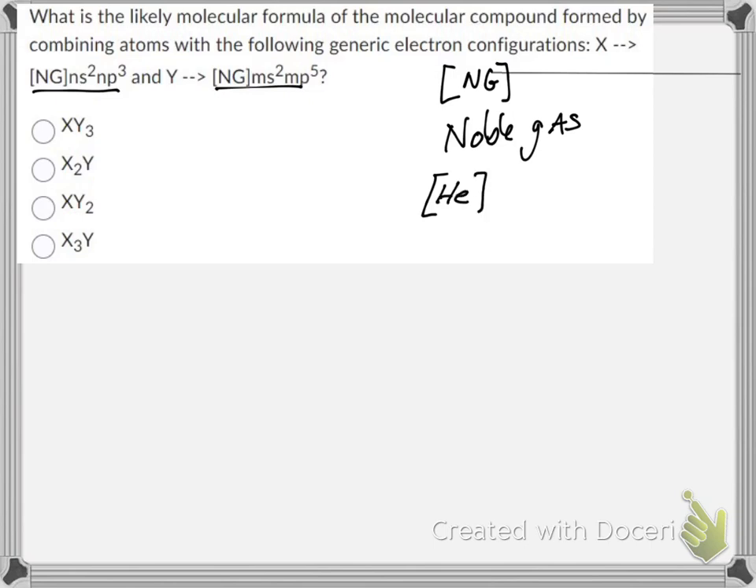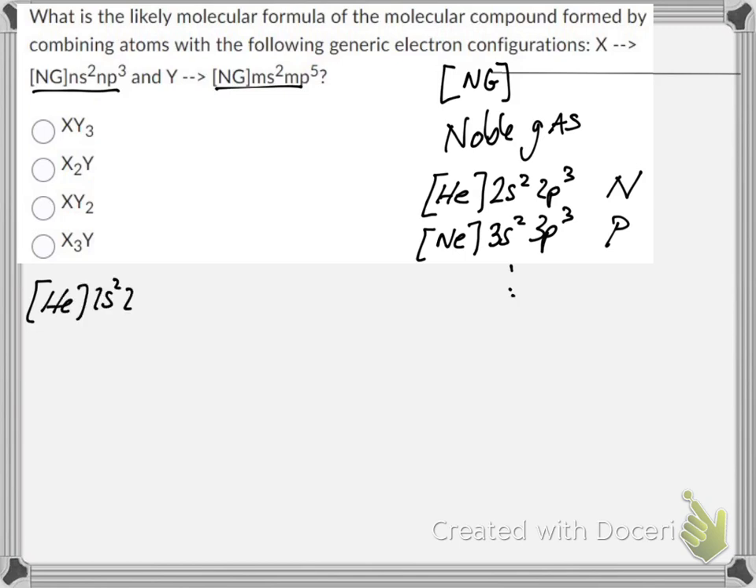If we start with the first noble gas, helium core, and N equals 2, it looks like that, and that's our friend nitrogen. Then we have neon, 3s2, 3p3, when N equals 3. We have phosphorus, and on and on. And for Y, starting with helium, N equals 2, we get fluorine. And then neon with N equals 3, we get chlorine.